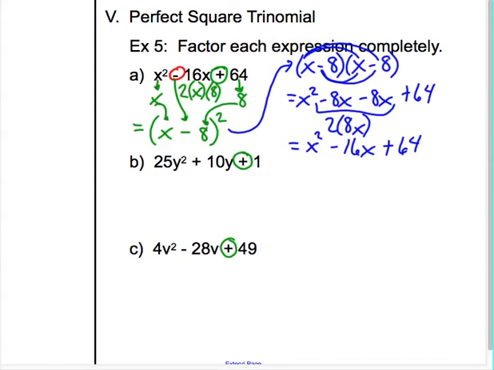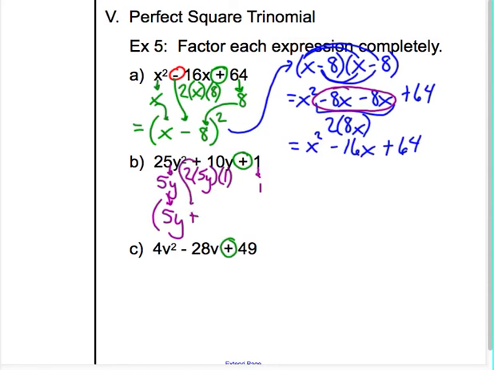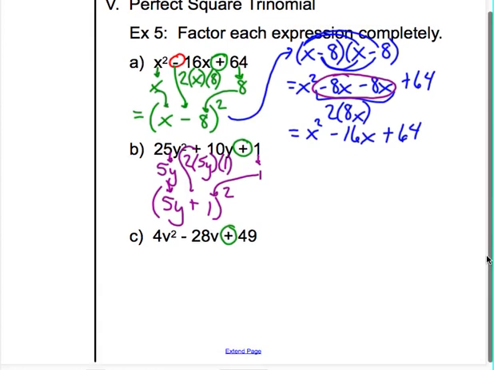Next one, the first and the last terms are perfect squares, so I find the square root of those. Square root of 25 is 5. Square root of y squared is y. Square root of 1 is 1. And then I double check my middle term. 2 times 5y times 1. We need 2 of those terms in the middle, because when we multiply out, we get 2 of the same terms. So 2 times 5y does give me 10y. So when I factor this, I get 5y plus 1 squared.